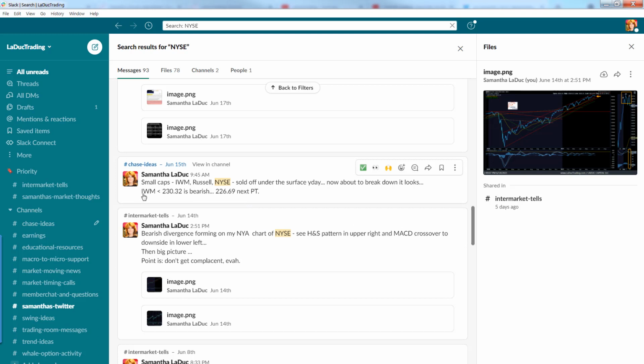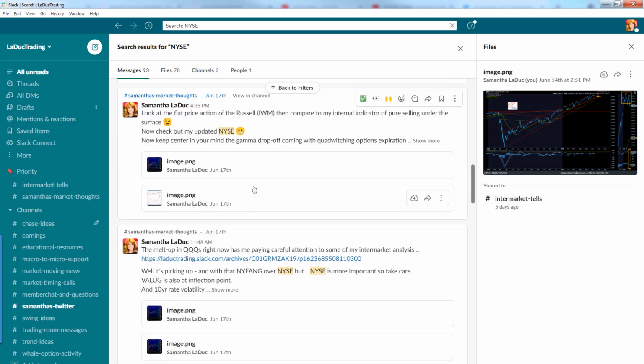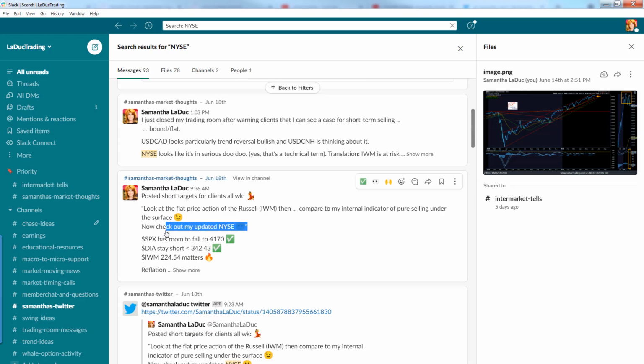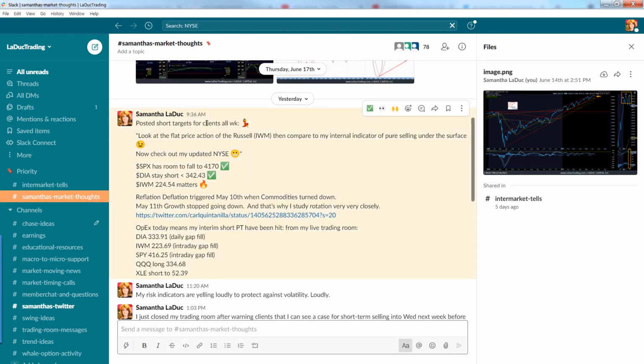Here is the bearish scenario. We break below 230, we're going to head down to 226. And then, of course, I follow up. So this isn't the only thing that I'm doing. I'm also putting in play the posted short targets, for example, and this was Friday morning, right at the open. Check that NYSE. Wow, we totally fell apart. And then I will update with these price targets.